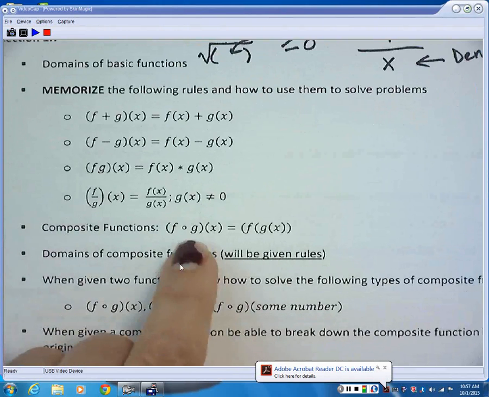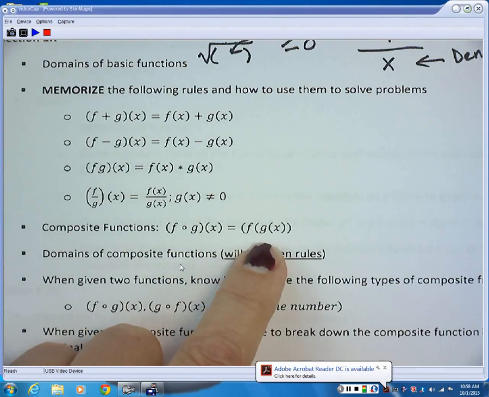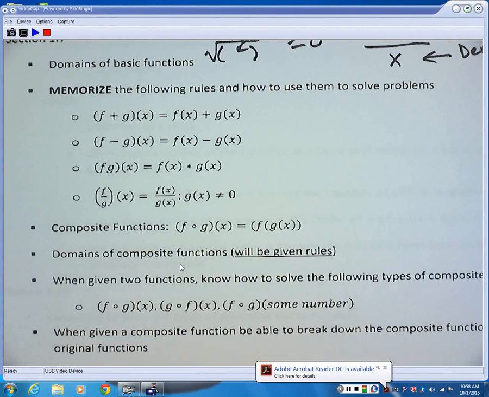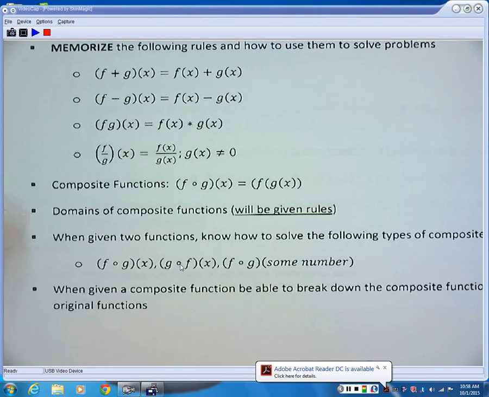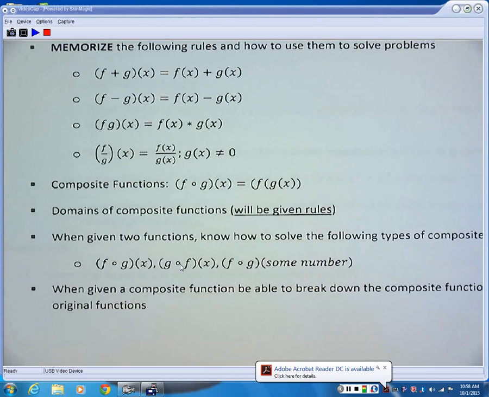Composite functions. You need to memorize f composite g, what it means. It is f of g of x. You need to memorize that. Okay, then you need to know it's called a composite function. Domains of composite functions. You will be given the rules. I've got it on the formula sheet, but it's not labeled.